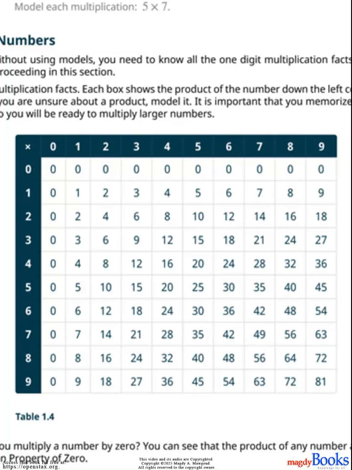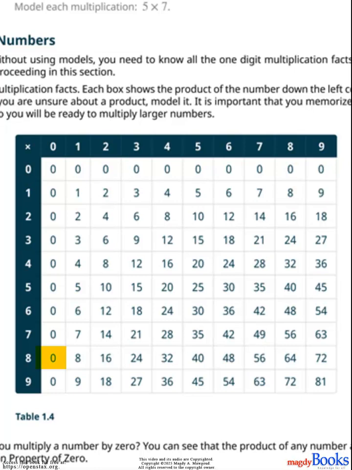7 times 0 is 0. 7 times 1 is 7. 7 times 2 is 14. 7 times 3 is 21. 7 times 4 is 28. 7 times 5 is 35. 7 times 6 is 42. 7 times 7 is 49. 7 times 8 is 56. 7 times 9 is 63.